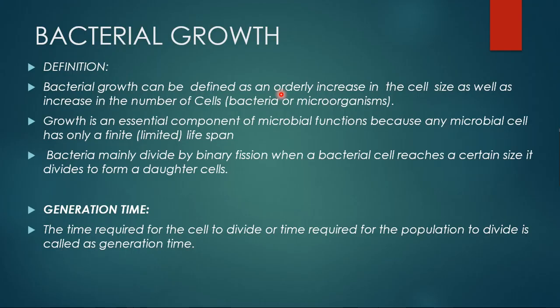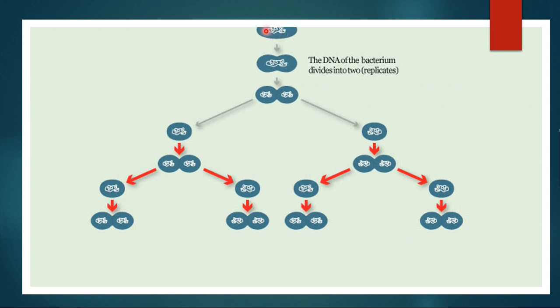Now coming to generation time. What is generation time? The time required for the cell to divide, or the time required for the population to divide, is called generation time. So this cell is going to give rise to two, and this time is called generation time.